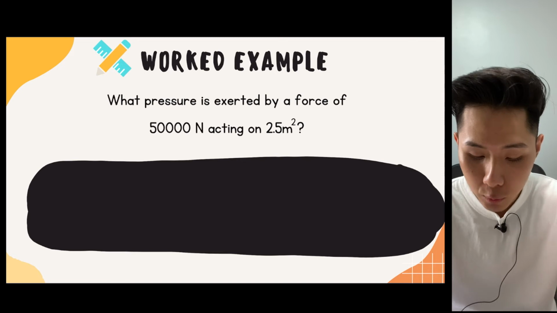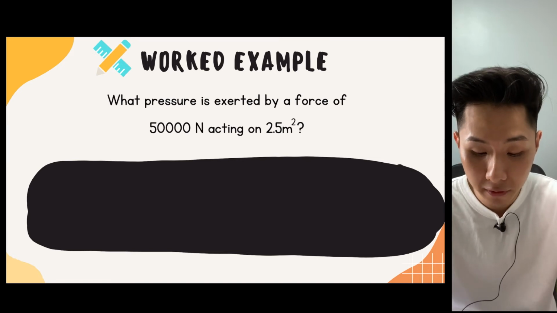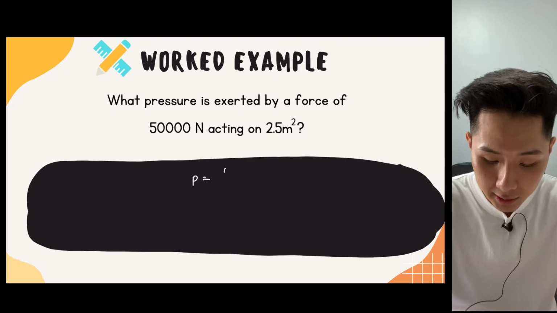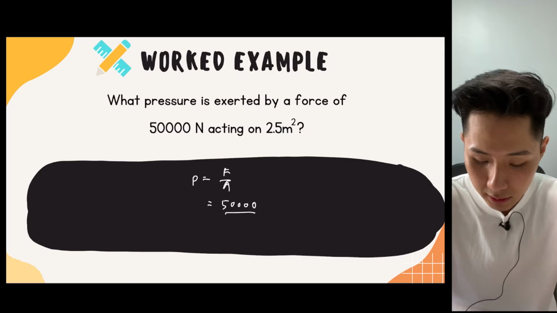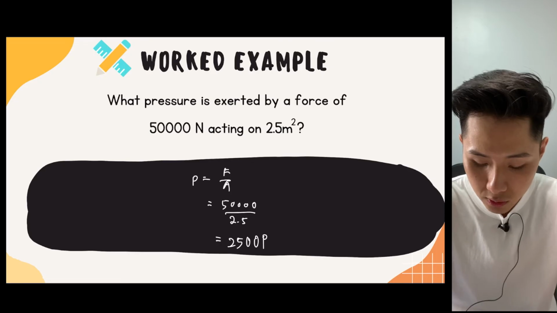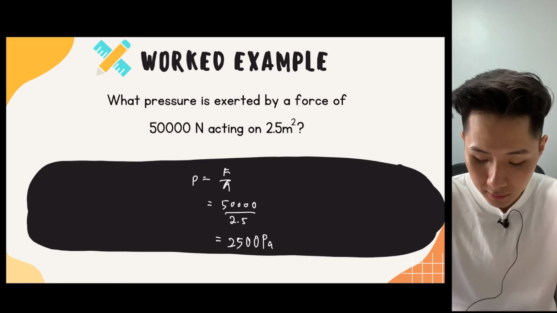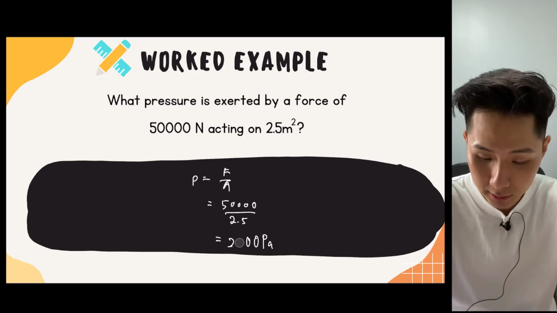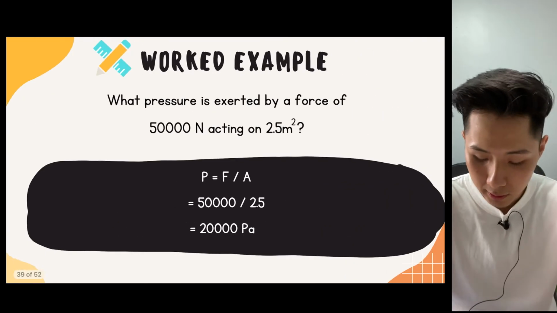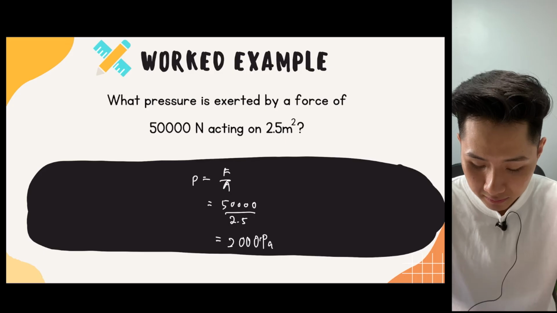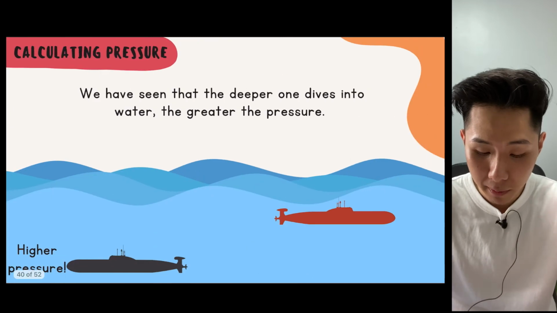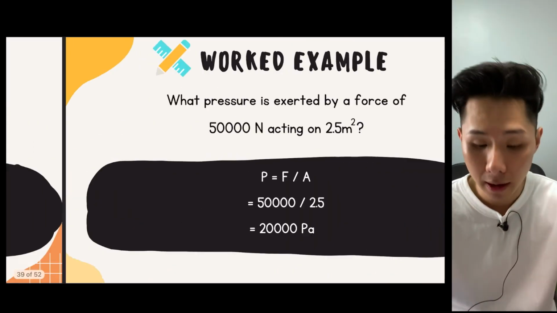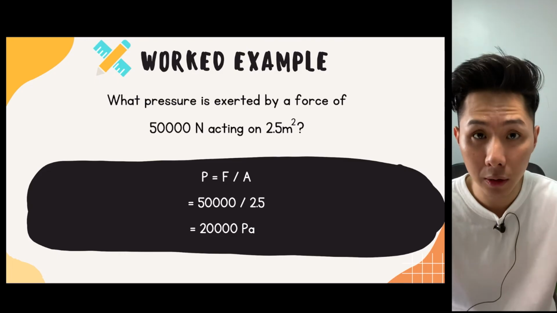Second one, what pressure is exerted by a force of 50,000 Newton acting on 2.5 meters square. So again, I'm just going to use the formula: 50,000 Newton divided by area 2.5 meters square, which I will get 2,500 Pascal. Alright, sorry, should be 20,000 Pascal. I don't have my calculator here, but the answer is 20,000 Pascal. And that's pressure, the first type of pressure we'll learn in this chapter.